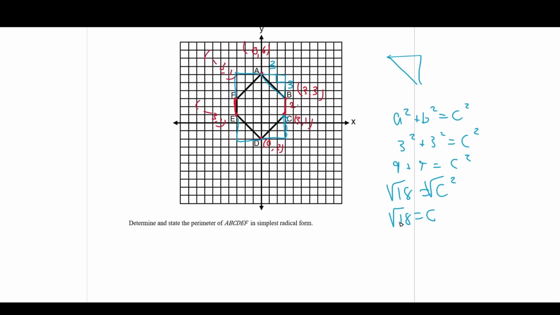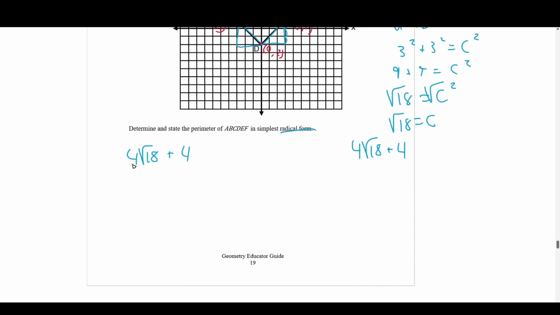The issue here is that I can't just say, well, the answer is 4 times radical 18 plus 4. Why can't I say that? Because that's not in simplest radical form, right? Even though I know that all of these sides in blue are equal to radical 18, I have 4 of them, so that's 4 times radical 18 plus the 2 and the 2, which is 4. The issue is that's not in simplest radical form, so I need to convert this into simplest radical form, okay?